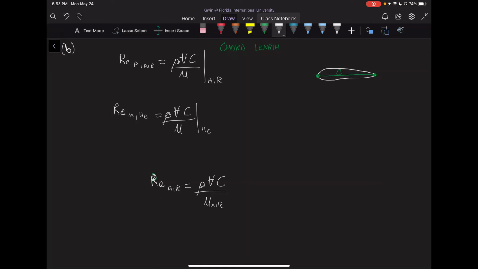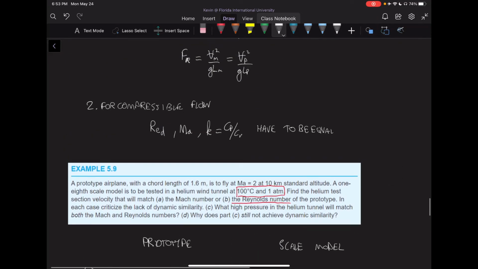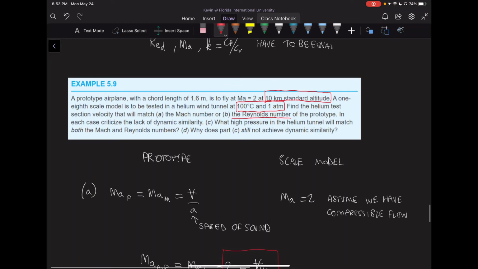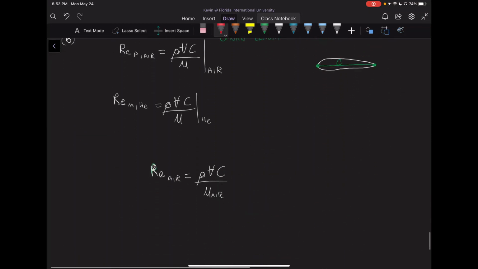Some of the information that we're given for the air is the following. We're given that we have a prototype airplane flying at 10 kilometers standard altitude. Okay, and this 10 kilometers standard altitude is actually going to be important. And we know that the Mach is equal to 2. So we have that Mach is equal to 2, and we have 10,000 meters or 10 kilometers altitude.